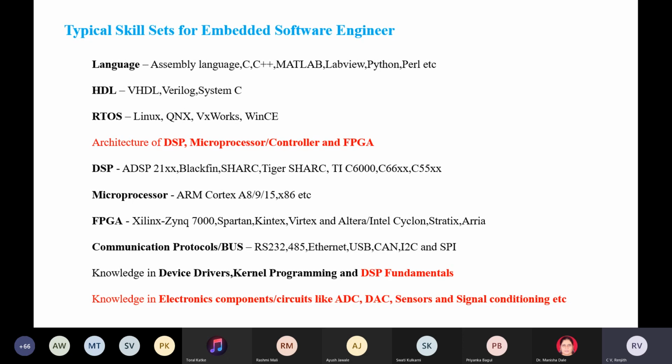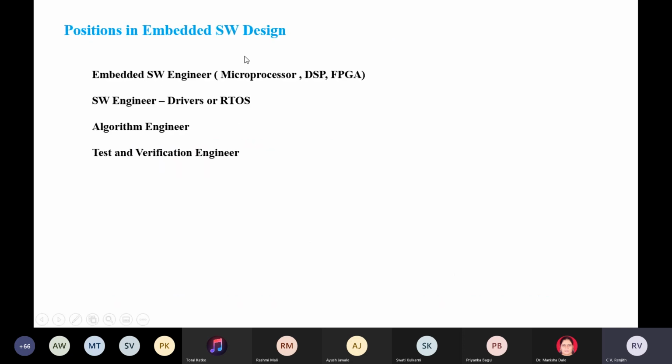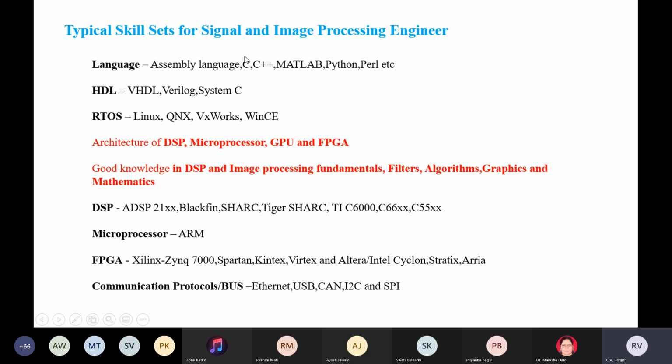Okay, so you must learn all these three things. And these are the various roles there in embedded software. Next is signal and image processing. So to work in signal and image processing, you should know DSP and image processing fundamentals. That's mandatory. But you also must know the architecture of DSP processor and FPGA.